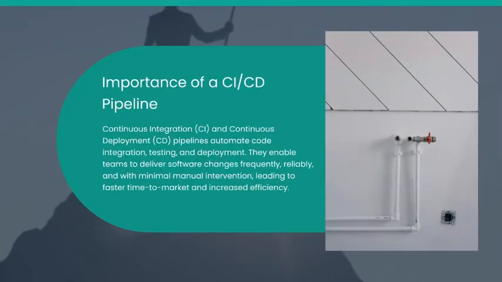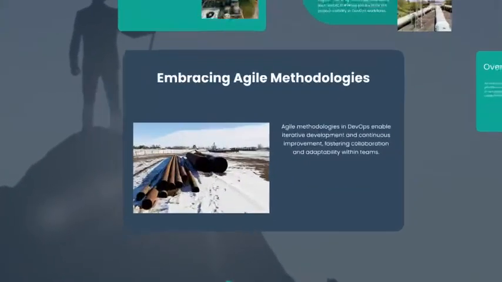Importance of CI/CD. We divide the DevOps process into two phases: first, continuous integration, and second, continuous deployment. The pipeline automates code integration, testing, and deployment, which enables teams to deliver software changes frequently and reliably, with minimal manual intervention. Because there is minimal or no manual intervention, it is done automatically, and it is the system's job to do all the changes which you have made.